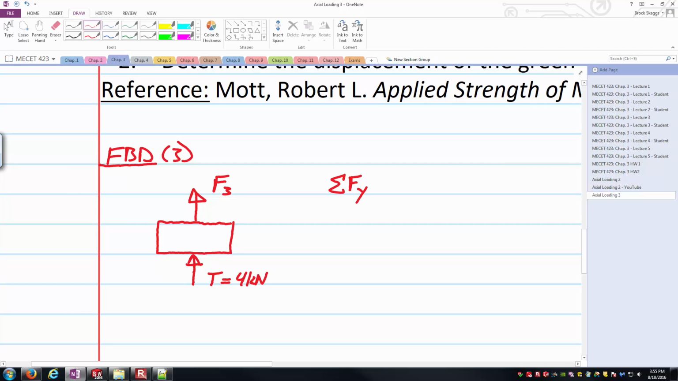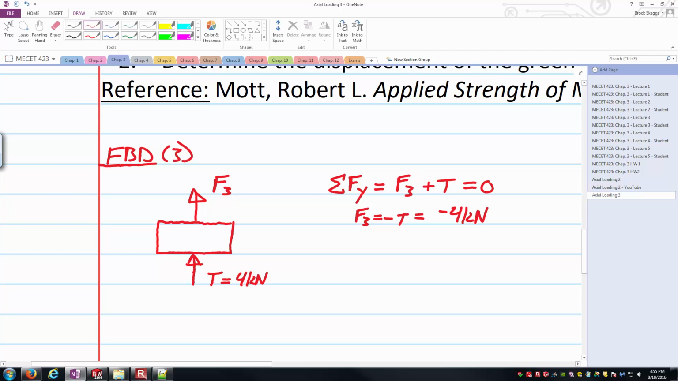I'll say the forces are acting in the y direction, where positive y is upward. And I'll say, well, it's positive F3 plus my T has to equal 0, because here I'm working this problem under the understanding that it is in static equilibrium. And so here I'll say, well, F3 then has to just equal negative T, which is my negative 4 kilonewtons.